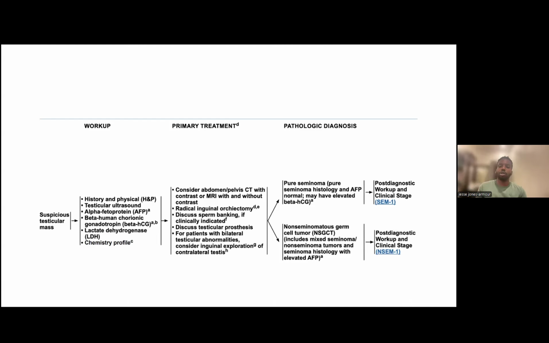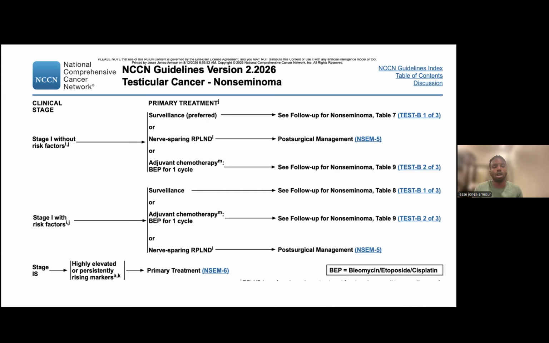Pure seminomas, they usually catch them early. So just with a radical orchiectomy, you're fine and you just do surveillance. And if there is spread, they're very radiotherapy sensitive. So you could go with radiotherapy. Now you have your non-seminomas, these ones are usually a little bit more aggressive. So sometimes you may want to do more than just surveillance. You may also want to do nerve sparing retroperitoneal lymph node dissection, or you want to do adjuvant chemotherapy.